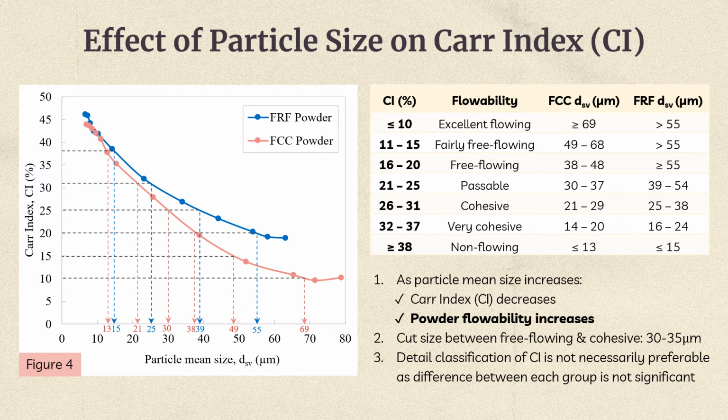The second indicator is Carr index CI, where the effect of particle size on powder flowability is demonstrated by Figure 4, which is the graph of CI versus particle mean size. As you can see from the graph, the larger the particle size, the lower the CI, and thus the greater the powder flowability. This trend is in accordance with the results obtained by the HR measurement, thus strengthening their reliability as flowability indicator. Based on HR and CI criteria, the cut size between free-flowing and cohesive powder ranges from 30 to 35 micron. However, the detailed classification of CI is not necessarily preferable in predicting powder flowability, as the difference between each group is not significant.